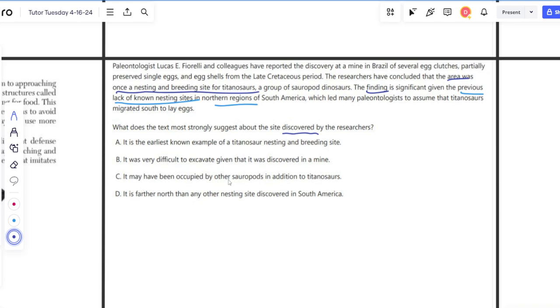C says it might have been occupied by other sauropods in addition to titanosaurs. I don't really see evidence for that. I just see it talking about titanosaurs. B says it was very difficult to excavate. I don't see anything about how difficult it was to excavate. And A says it's the earliest known example of a titanosaur nesting breeding site. We don't see anything that suggests it's the earliest. But we do see that there was a lack of known nesting sites in the northern regions of South America. So maybe this is farther north than any other nesting site. That's context clues.